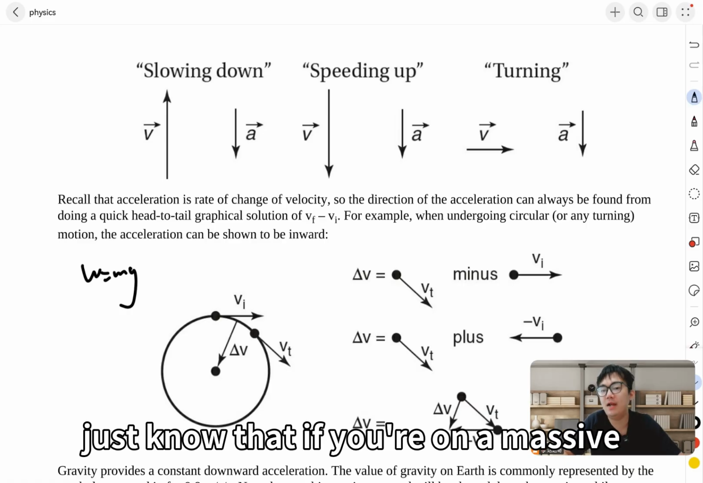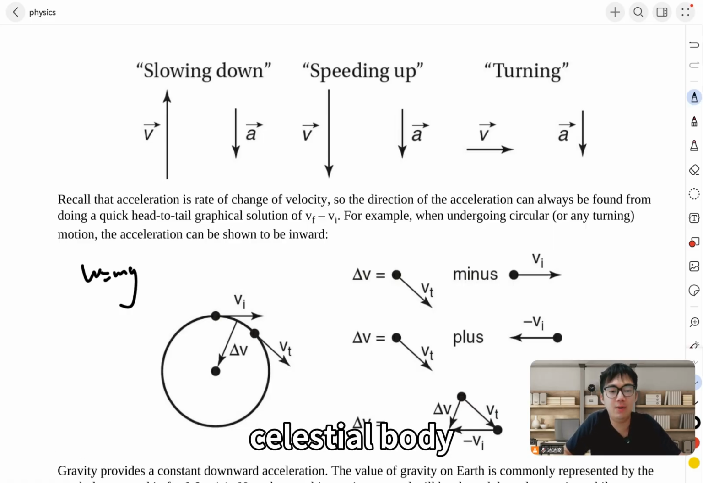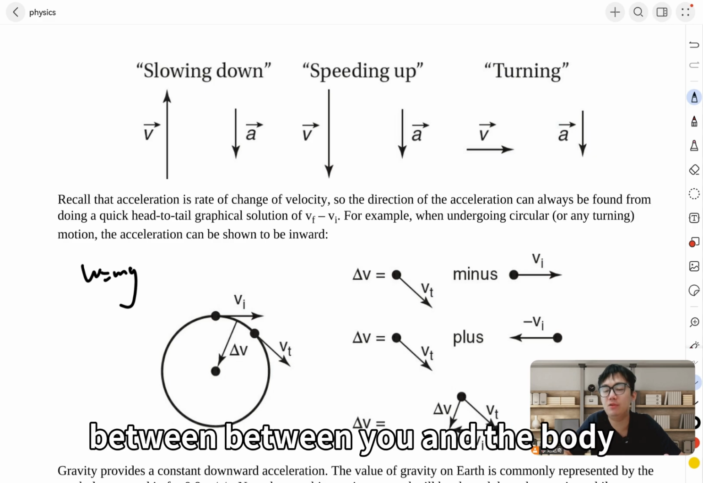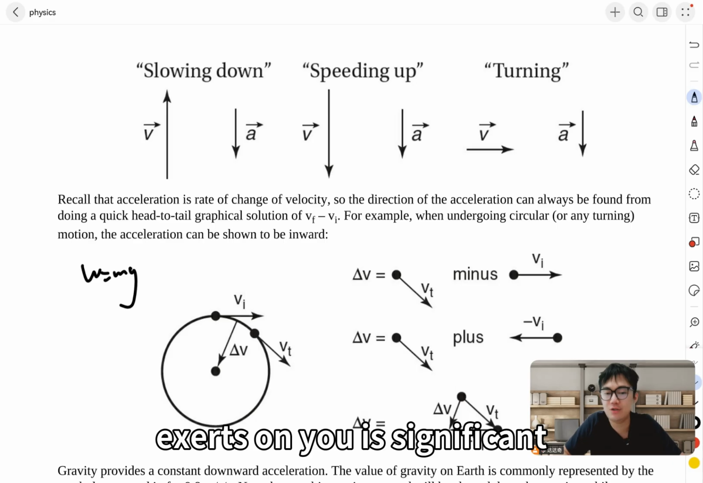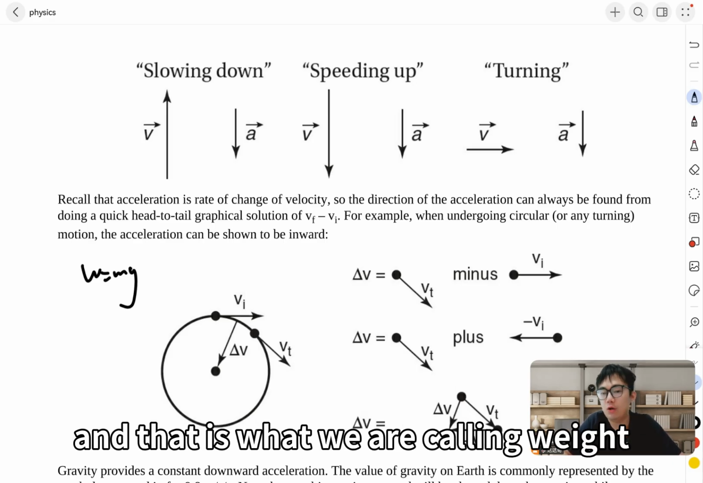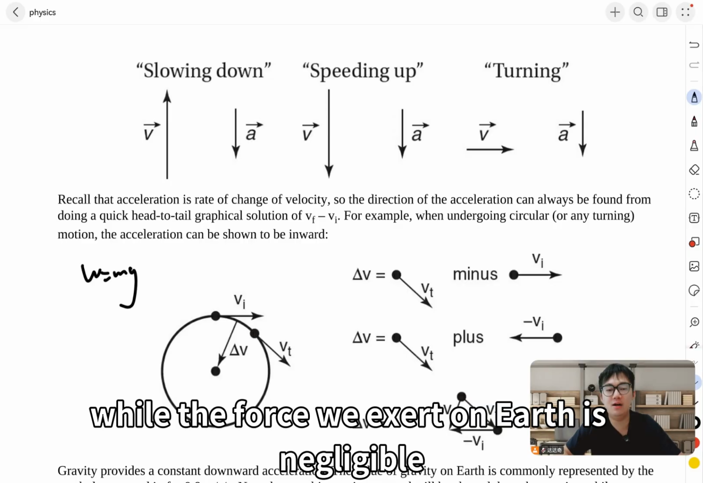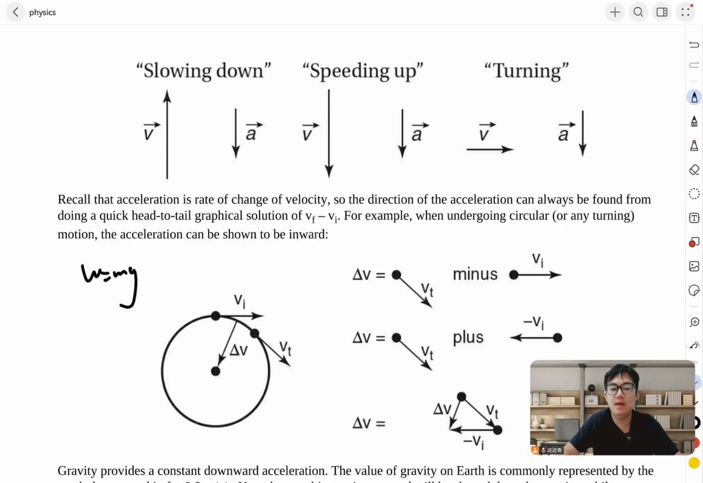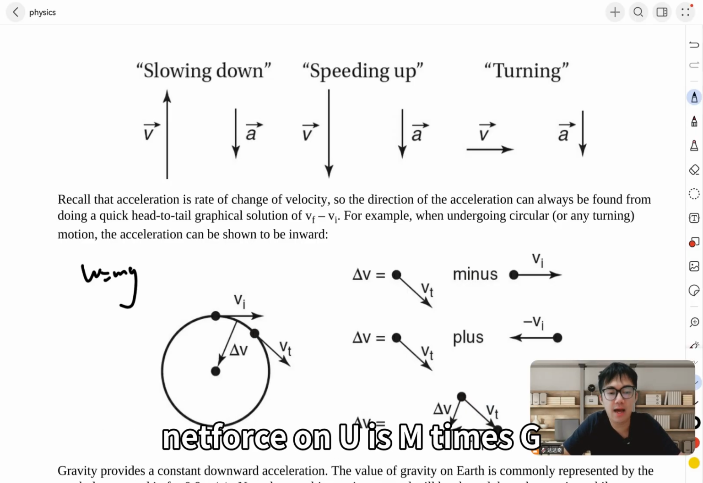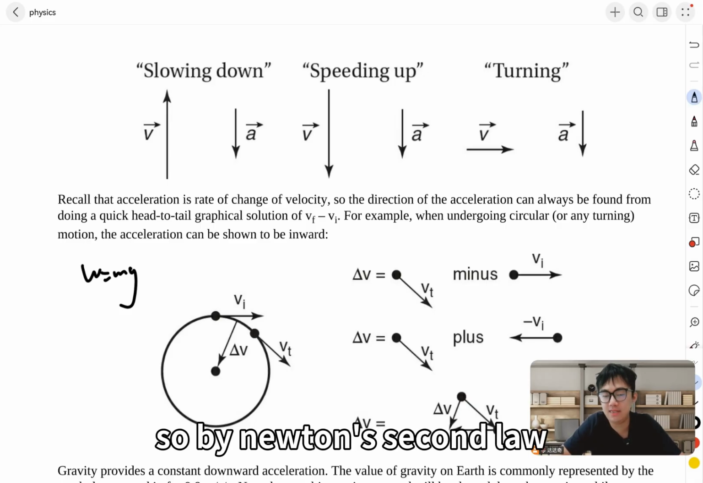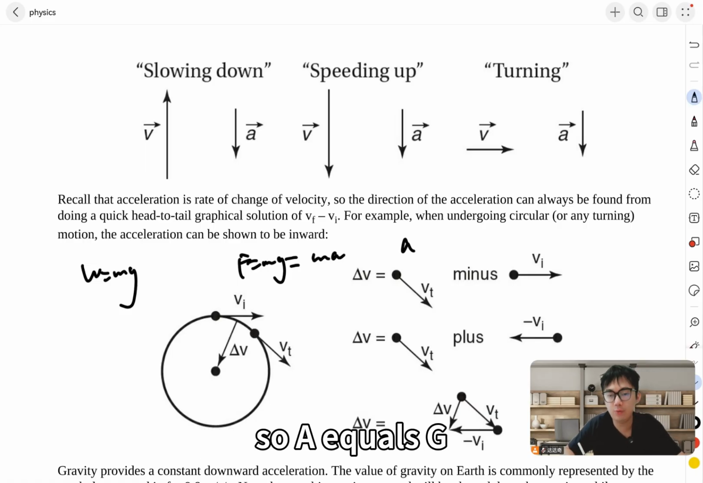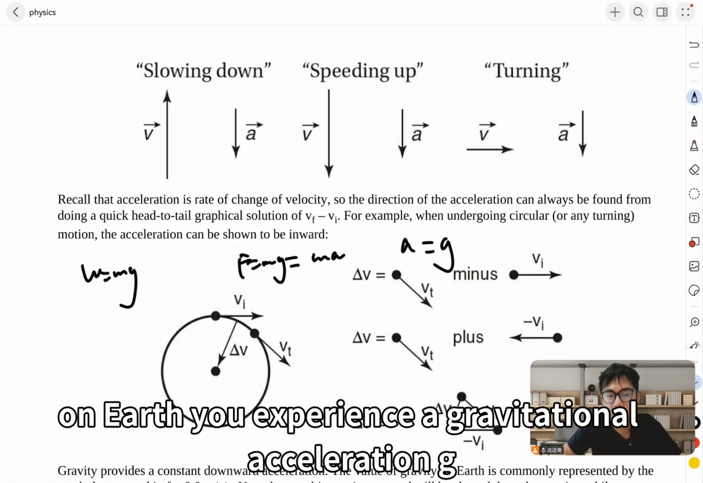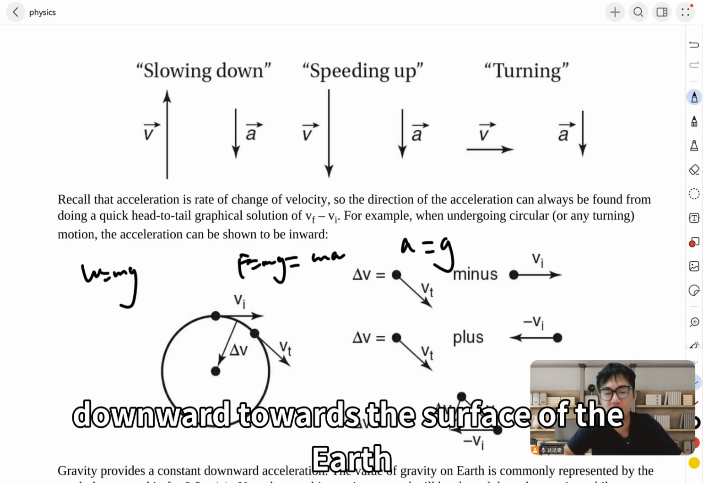For now, just know that if you're on a massive celestial body, there is a mutual attraction between you and the body. Because Earth is so massive, the force it exerts on you is significant, and that is what we are calling weight, while the force we exert on Earth is negligible in comparison. The net force on you is m times g. So by Newton's second law, F equals mg also equals ma, so a equals g. In short, on Earth, you experience a gravitational acceleration g downward towards the surface of the Earth.